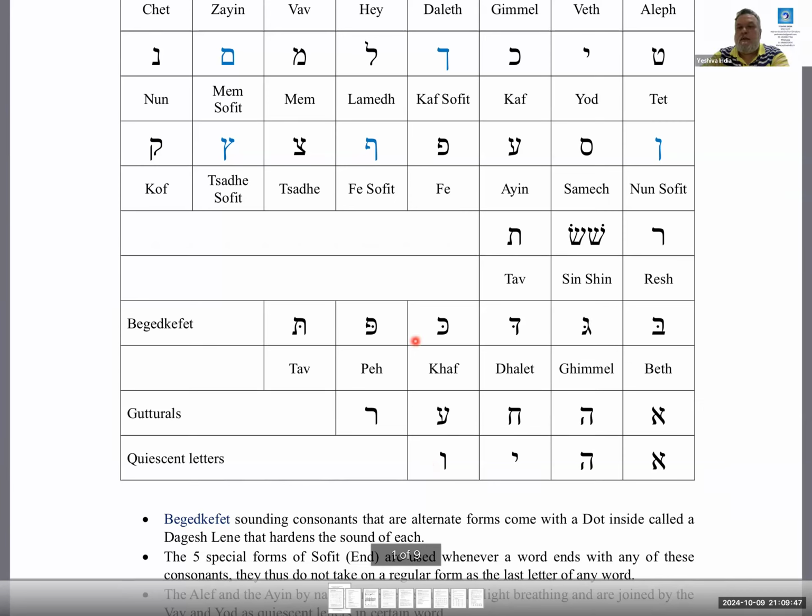These are the Beghe the Kefet letters, right? So these are all the consonants. These are the gutturals: Aleph, He, Chet, Ain, and Resh, and the quiescent letters, right? They tend to become quiescent or lose their sound as they get assimilated in a word. Okay, those are quiescent letters.